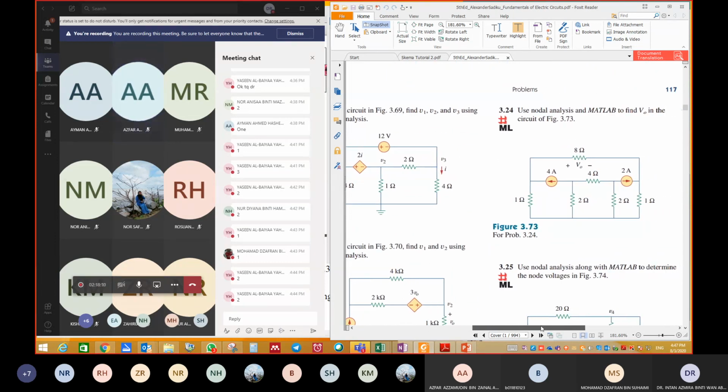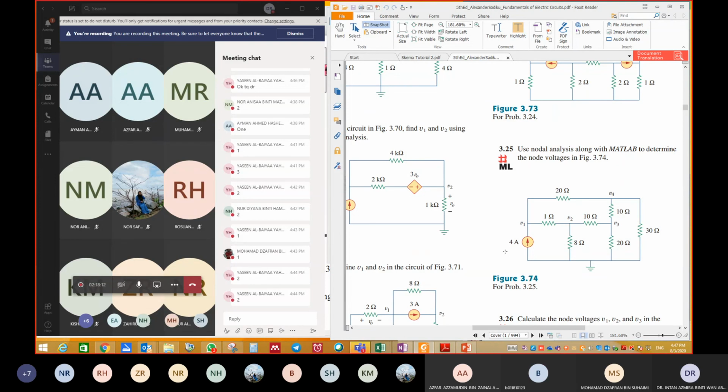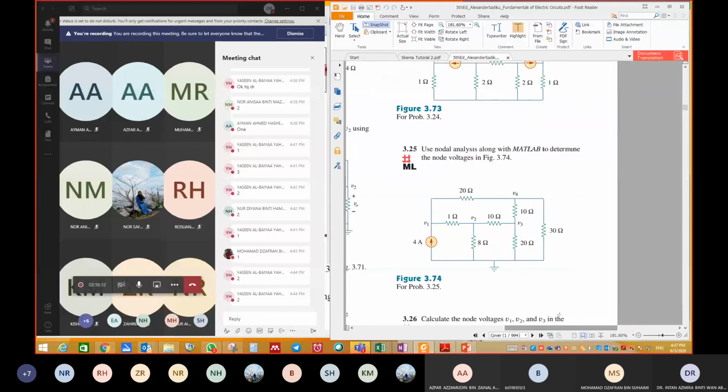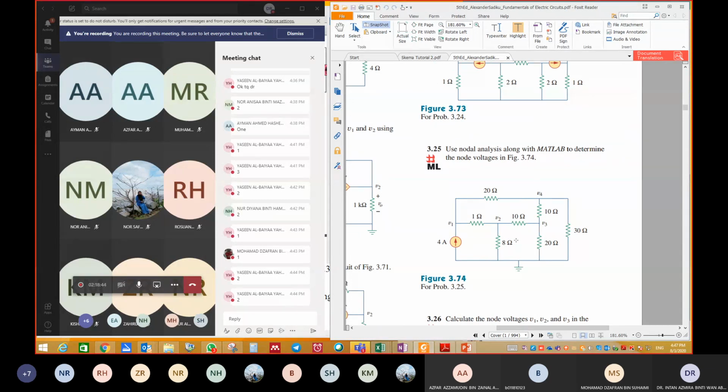Okay. What else? Wow, so many nodes here. V1, V2, V3, and V4. If there are more than 3 nodes, then some calculators cannot calculate. Then it will not be in your exam and midterm test. Midterm test is only up to 3 nodes because of the constraint of some calculators. Some calculators can calculate up to 4, but some cannot.